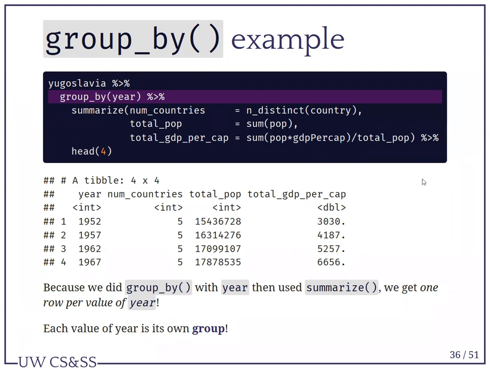And now what our data frame looks like for each year, so it's grouped by these years, we can get the number of countries, the total population, and the GDP per capita for all of the countries in each year. So because we did group by with year, and then we summarized, we get 1 row per value of year. It's really neat.